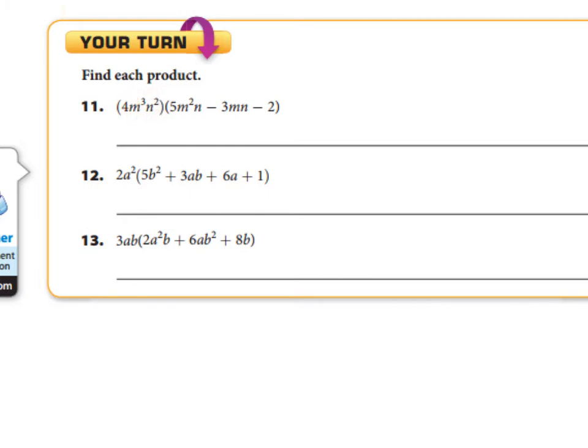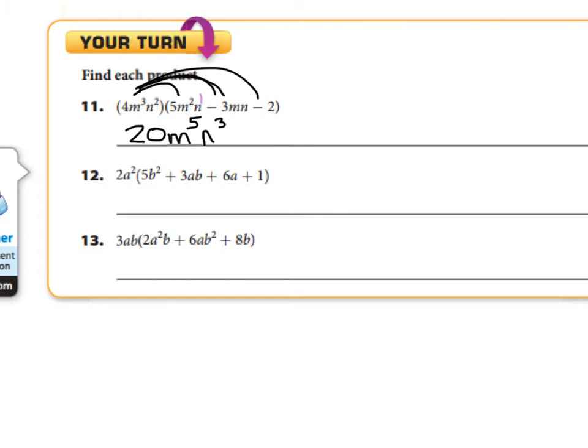So I'm going to distribute this to each term. So we start with 4 times 5, which is 20. M cubed times m squared, that's m to the fifth, 3 plus 2. And then we have n squared times n. Remember, if you need to, fill in the missing exponent of 1. So n squared times n to the first is n cubed. So there's my first term.